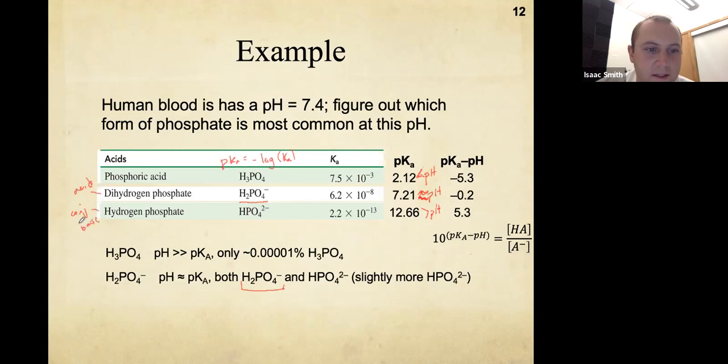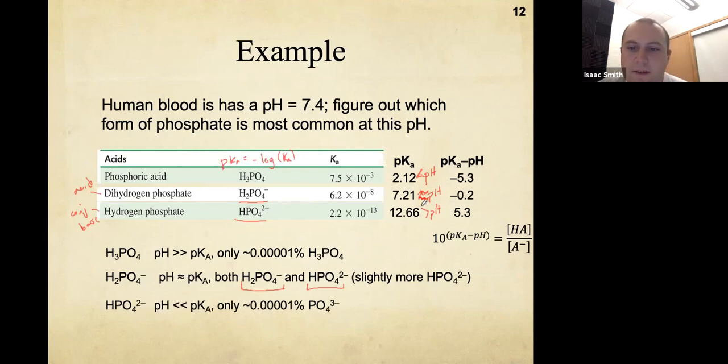Okay? So we're saying that there's about equal amounts between dihydrogen phosphate and hydrogen phosphate, okay? So both dihydrogen phosphate and hydrogen phosphate. Okay, and then if we looked at this third one, we're saying pH is way less than this pKa. So you're only going to have a tiny amount of the phosphate, which is the conjugate base below it. Anyway, all this to say that you mainly have dihydrogen phosphate and hydrogen phosphate because the pH is pretty close to this pKa.